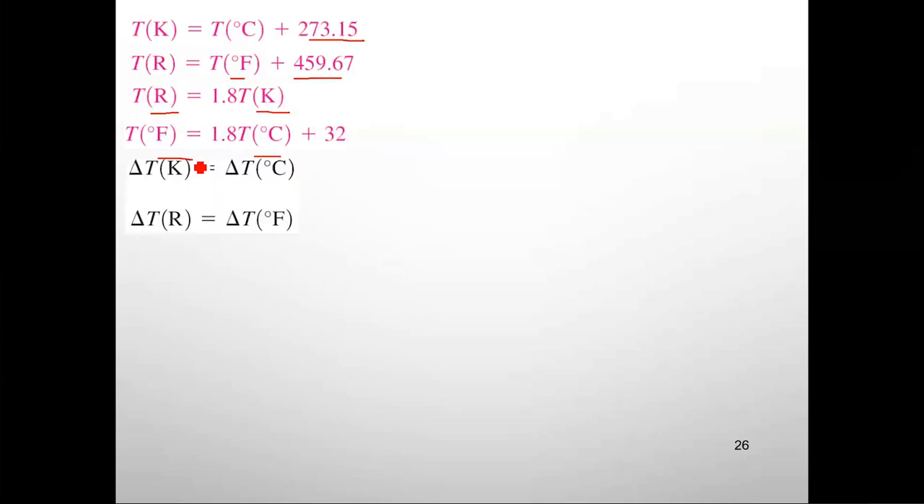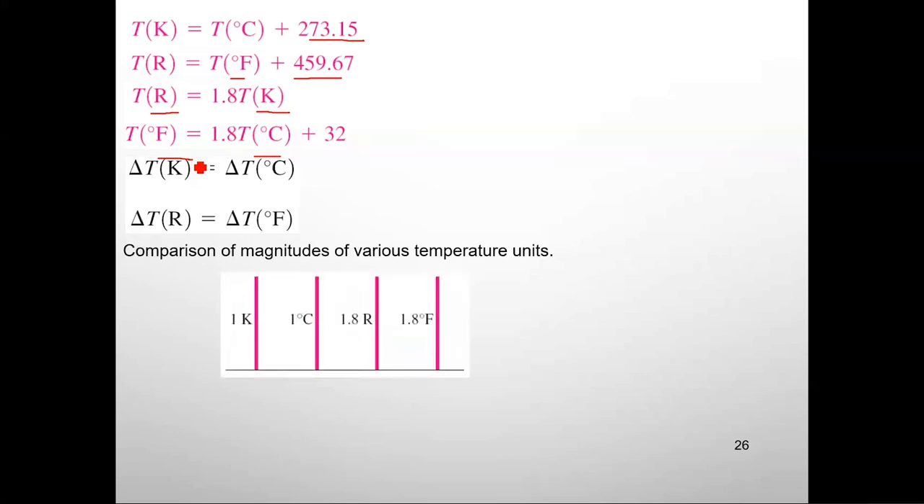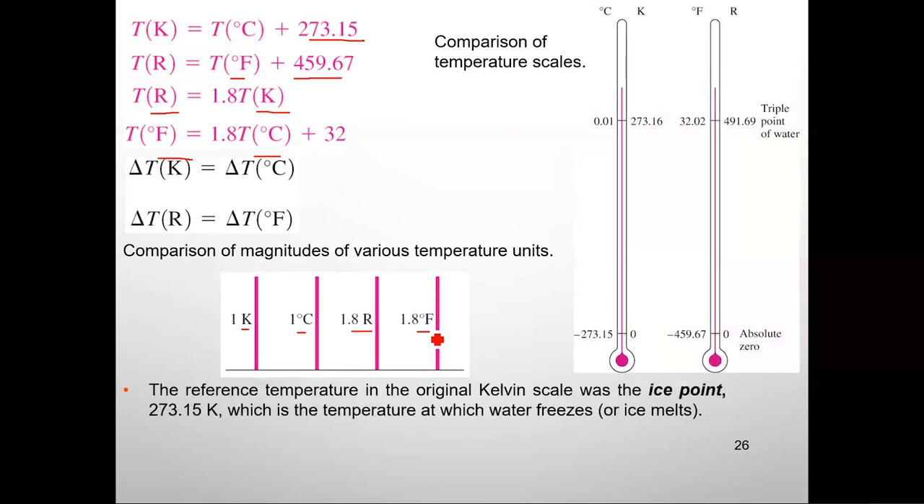And as it is shown over here, the change in Kelvin would be the same as the change in centigrade, and the change in Rankine would be the same as the change in Fahrenheit scale, because they are relative terms. Comparison of the various magnitudes shows that one Kelvin change, or one centigrade change, is approximately equal to 1.8 R or 1.8 F. All right. And then the last point, initially we assumed one of the reference points to be the ice point.